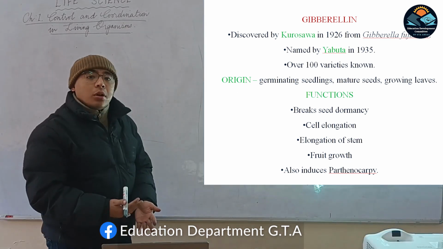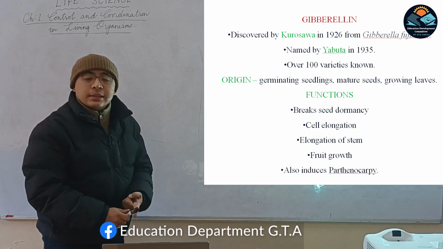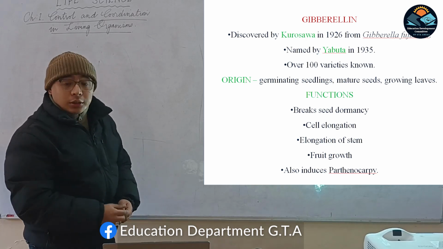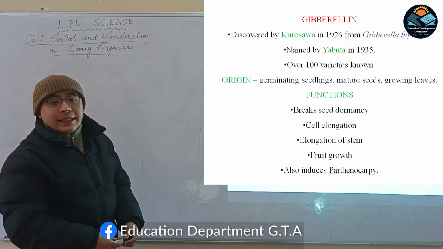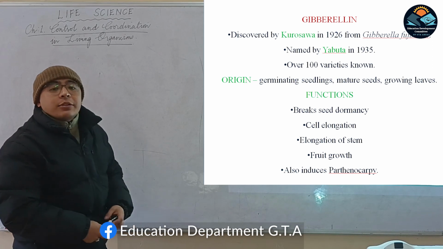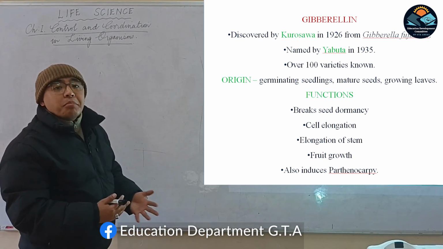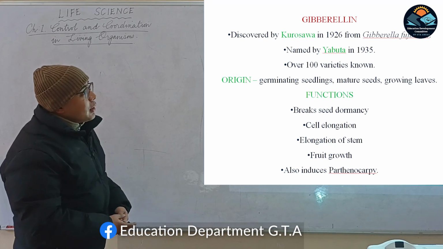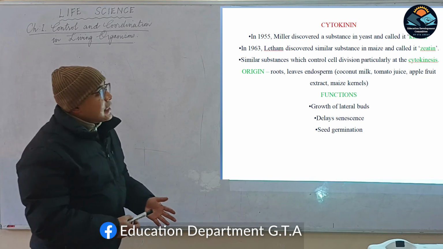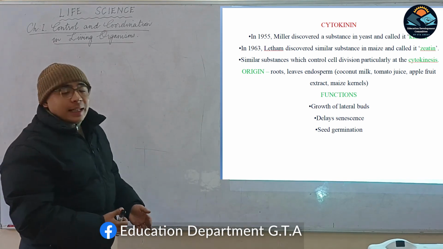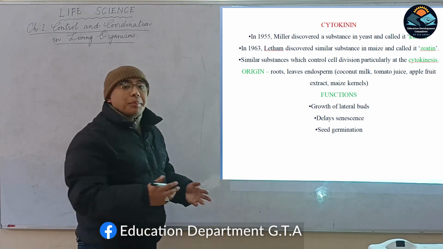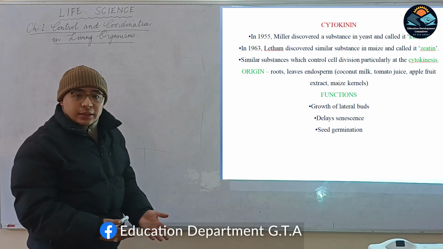My dear students, we have already talked about two phytohormones, which were auxins and gibberellins. Now we are going to talk about the third type of phytohormones, which is cytokinin. In order to understand cytokinin, let us look at its history. In 1955, a scientist called Miller discovered a substance in yeast, which is a unicellular fungus, and he called that substance kinetin. Similarly, in 1963, another scientist named Latham discovered a similar substance in maize, and he called it zeatin.